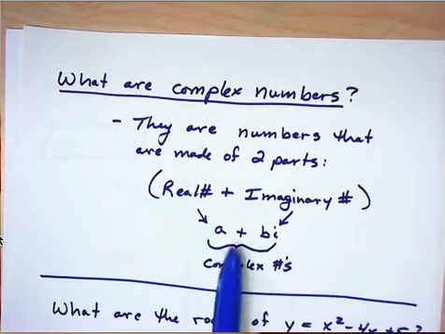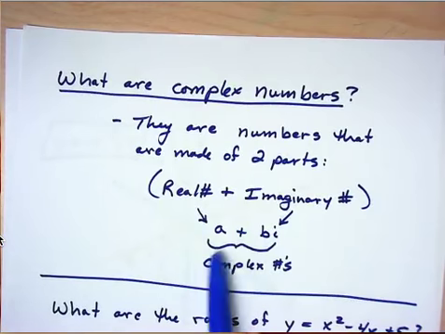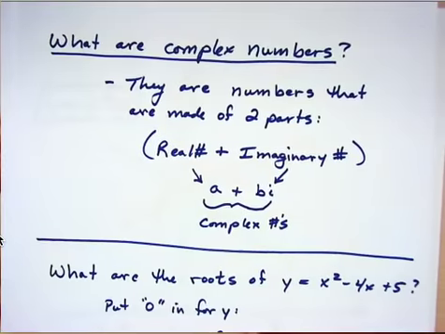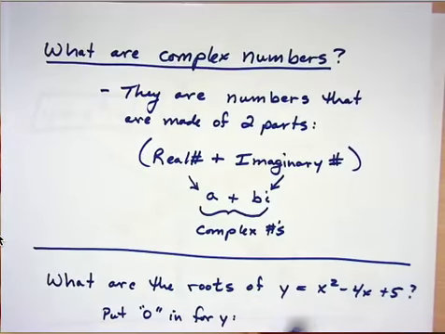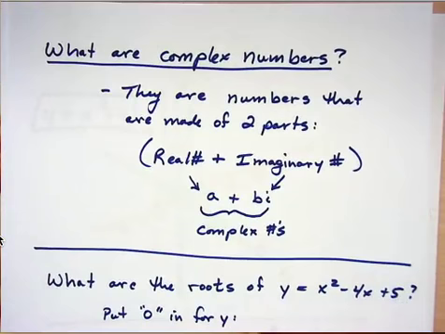All right, so when we talk about these complex numbers, it's a combination of a real number and an imaginary number. Next, let's try to figure out what the roots of this equation are. In other words, if you're going to find roots like x-intercepts, you're going to be putting 0 in for y and trying to solve.